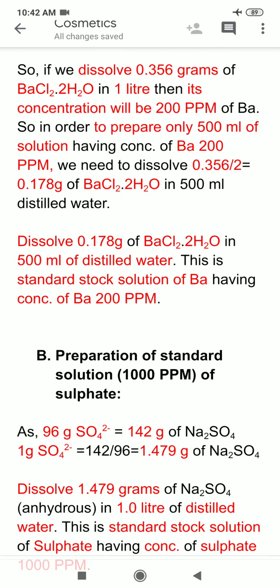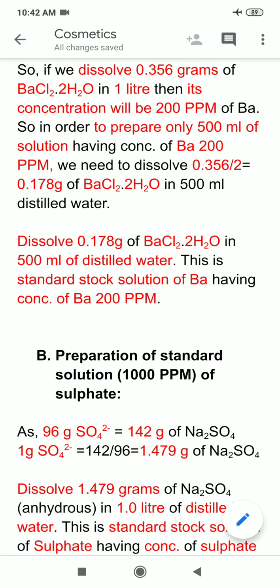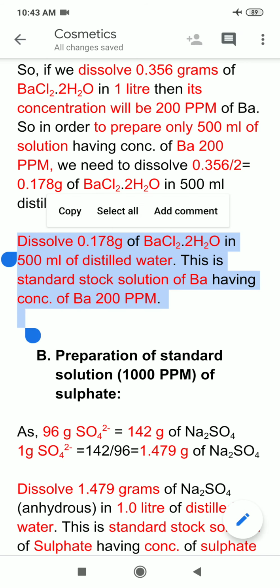So to prepare 500 ml of 200 ppm solution, I can say that dissolve 0.178 grams of barium chloride dihydrate in 500 ml distilled water. This is our standard stock solution of barium having concentration 200 ppm.